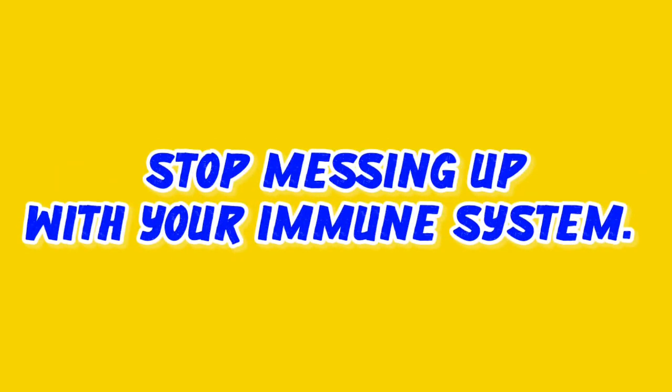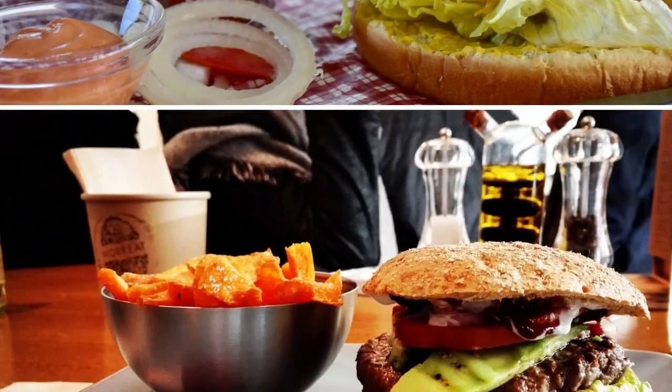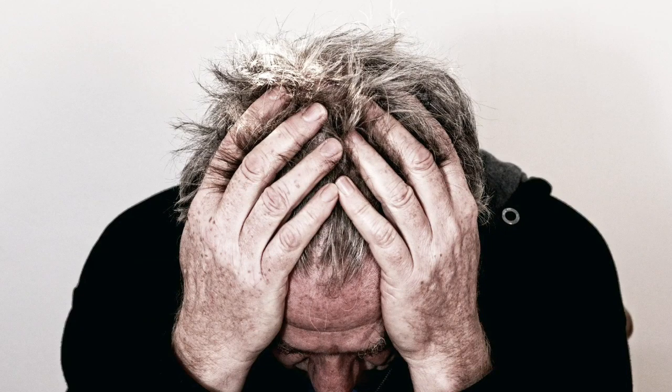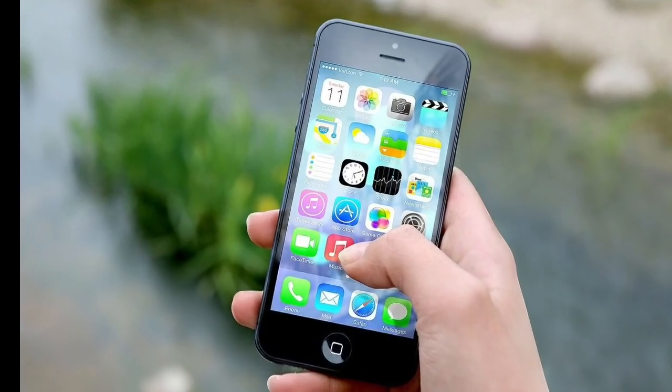So my friends, stop messing around with the immune system of your body by eating excessive junk food, disrupting sleep cycles, and in many other creative ways, and treat it as valuable as your mobile phones at least.